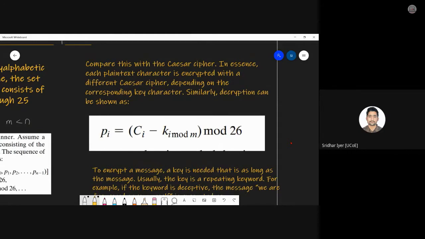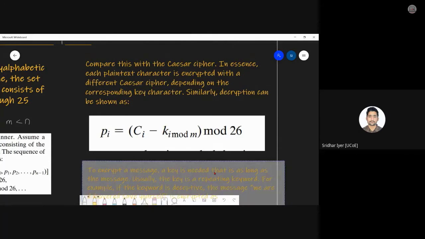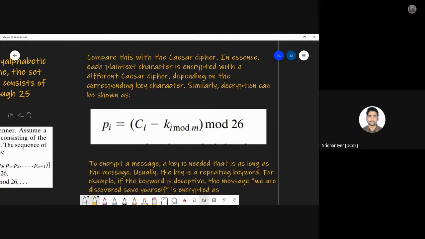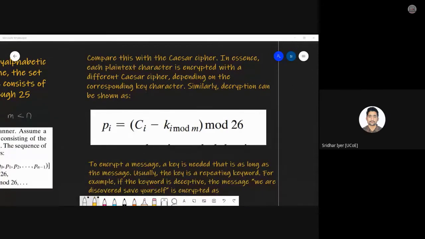So now the question arises: what exactly was I talking about with 26 Caesar ciphers and all? I can't see 26 Caesar ciphers over here. Can anyone let me know what exactly I was talking about? How is this particular cipher made up of 26 different Caesar ciphers? Any idea?